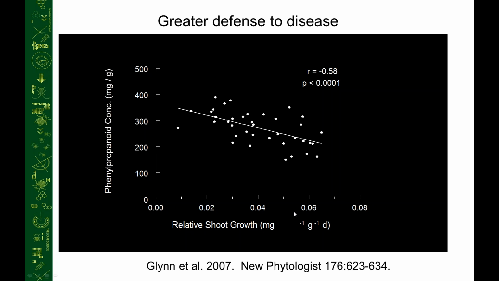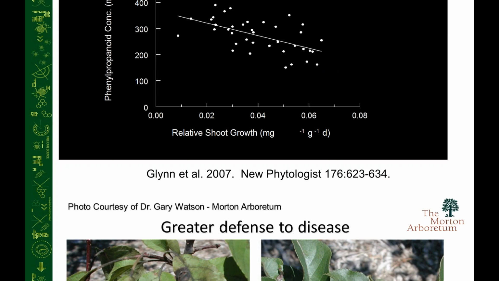On our lower axis here, this is relative shoot growth, above ground top growth. What this is showing is that as the trees put more energy into above ground growth, they are investing less into the production of the specific phytodefense compound. Whereas trees that are not growing as fast are investing more energy into this phytodefense compound. And so this is some of the science behind how we are seeing some of this disease resistance.